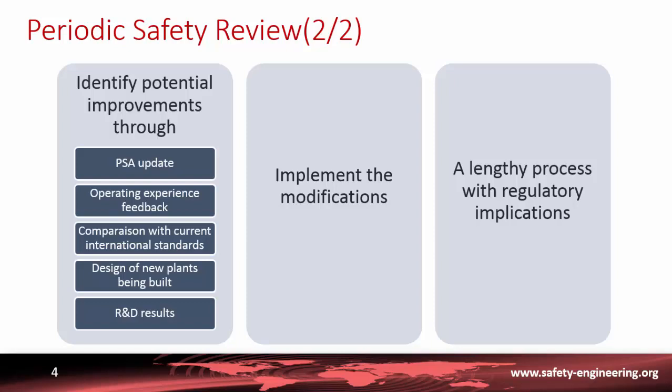Last but not least, as I mentioned already, there are some R&D results that are available through all the experiments that are continuously being made. So all these elements will help identify potential improvements that, of course, will be implemented through modifications in the design of the plant, and not only in the design, but also, for instance, in the operating procedures or processes. The hardware modifications usually will be made during a long outage. In some countries, you have a sort of important outage for inspection every 10 years, and so the outage is long, and there is time to implement a lot of modifications.